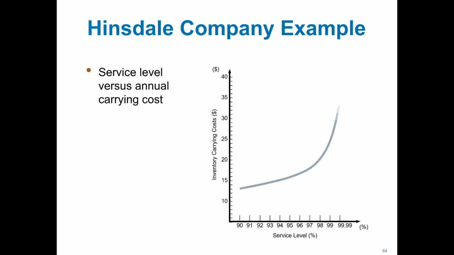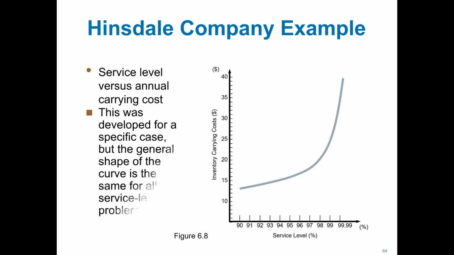Service level versus the annual carrying cost. As we started from 90%, we can see how much the safety inventory carrying cost is. Then as we increase, initially it is rising linearly, but then there is no linear relationship here, because as we go to 99% and 99.99%, it rises exponentially. So this is shown over here, although it is done for a specific case, the general shape of the curve is the same for all service level problems.